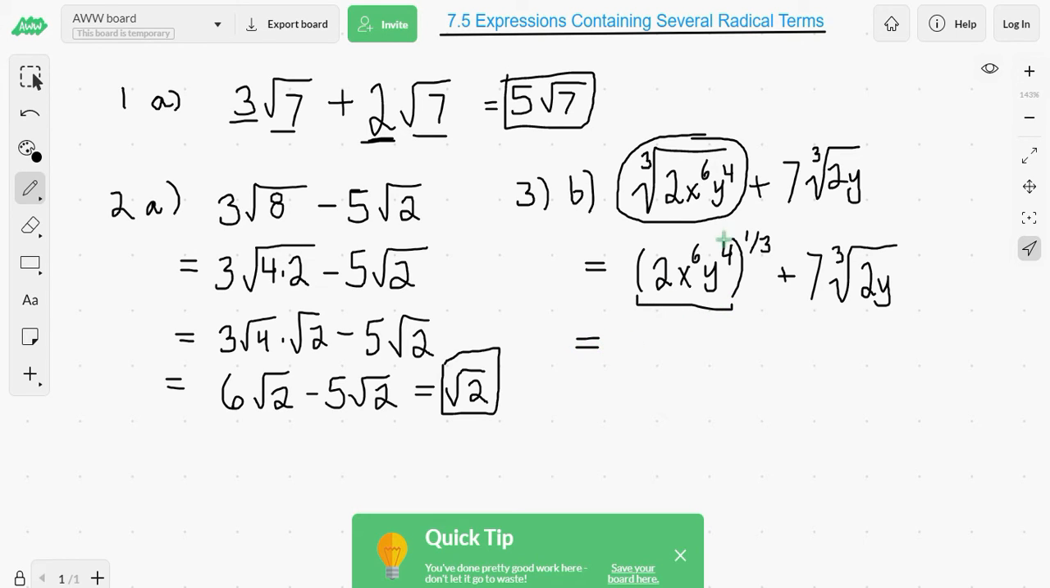So we've got 2 to the 1/3 times x to the 6th to the 1/3. So we multiply. So 6 times 1/3 is 2. So we get x squared. And we get y to the 4 over 3 plus, same thing, 7 times the cube root of 2y.